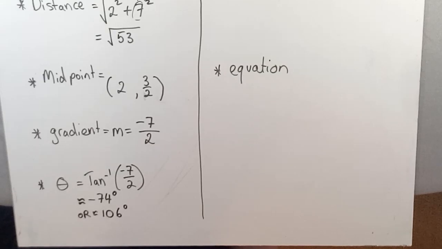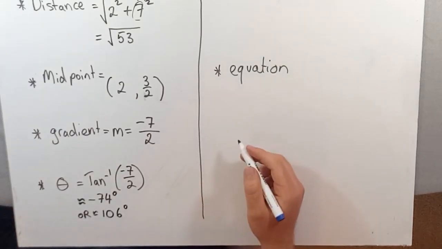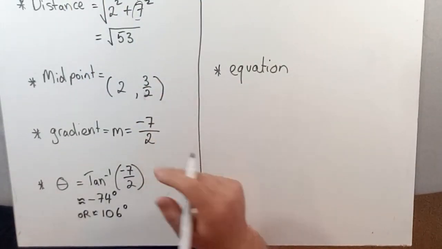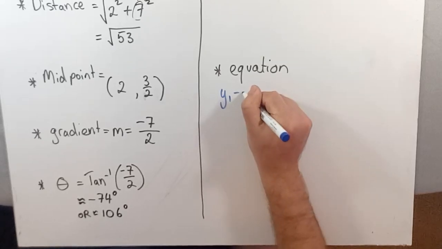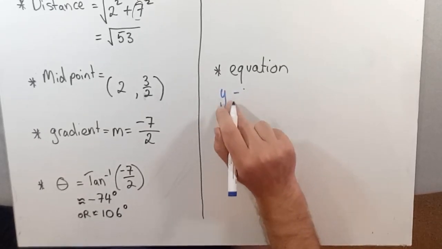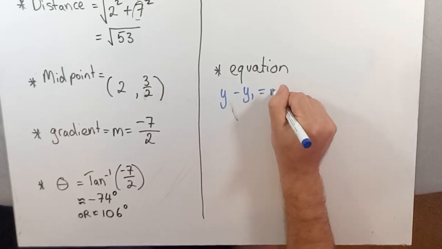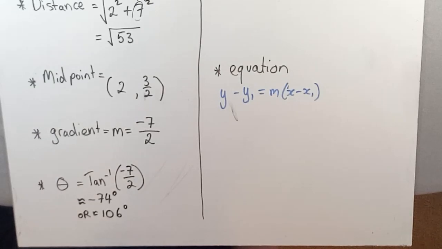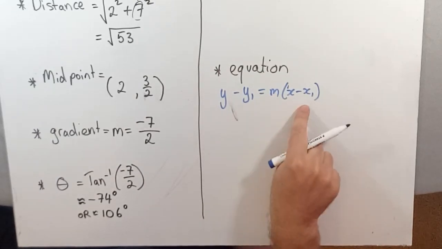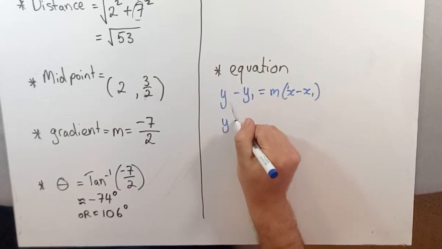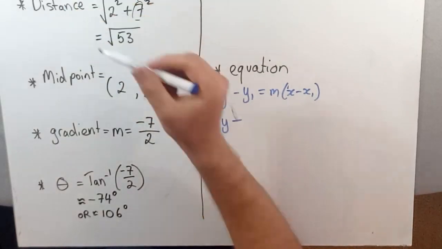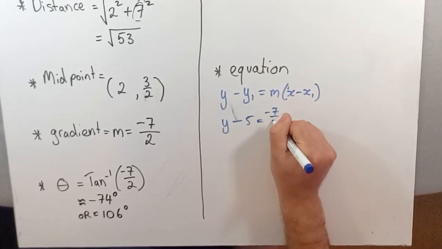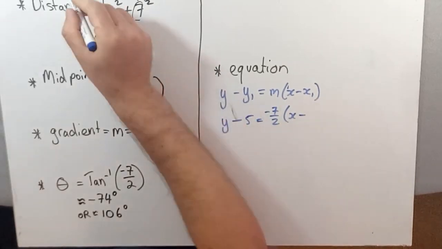Okay, the equation, I'm going to change to blue because I forgot to change colors. So the equation, well, I've got a point, I've already got the gradient, so I'm going to use my favorite equation, sorry, that's not it. That's my favorite, I should get it right. y minus y1 equals m times x minus x1. So we've got to put our point in, y1 and x1, and our gradient m. Okay, so y minus, pick a point, so we'll go y minus 5 equals m, -7/2, of x minus x1, which is 1.